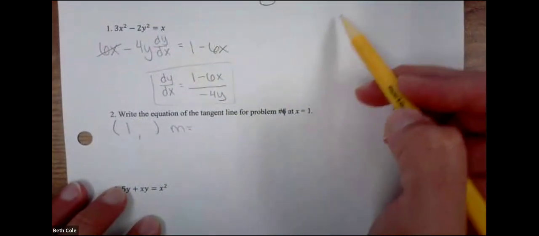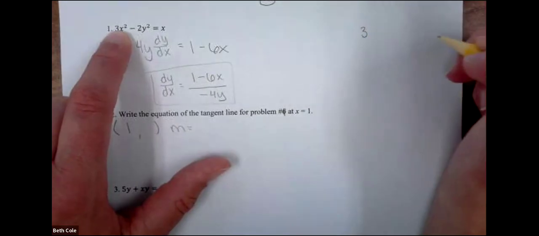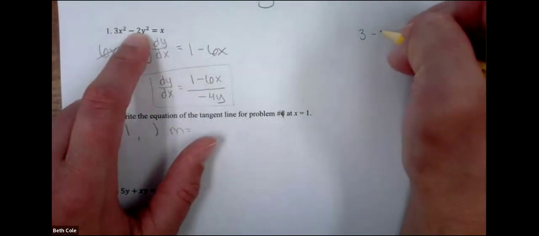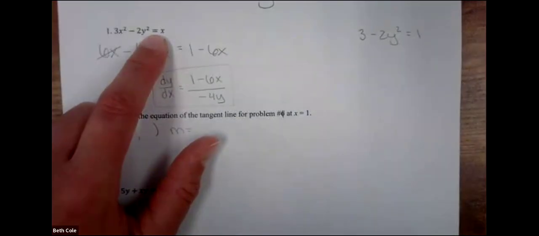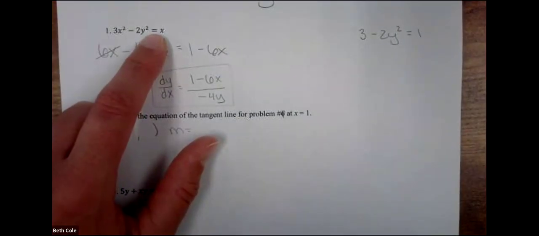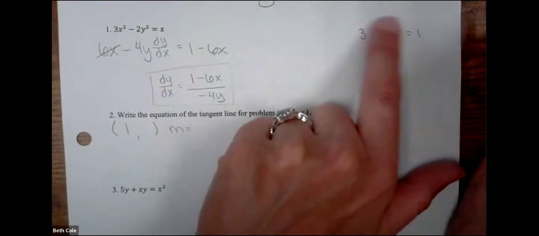All right, I'm just going to write this off to the side. This is like a margin problem. 1 squared is 1 times 3 is 3 minus 2y squared equals 1. We're plugging in 1 for x. All right, here comes the algebra. Now what? Welcome back to Algebra 2 class. That's where you would do something like this.